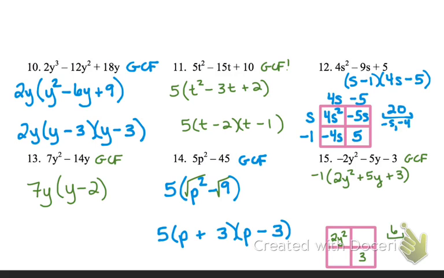2 times 3 gives us our magic number of 6. So what multiplies to 6 and adds to positive 5? Positive 3 and positive 2. Put those in and factor out to the left and the top. Final answer, don't forget that negative 1 on the outside. You don't need the 1, but you do need the negative sign.